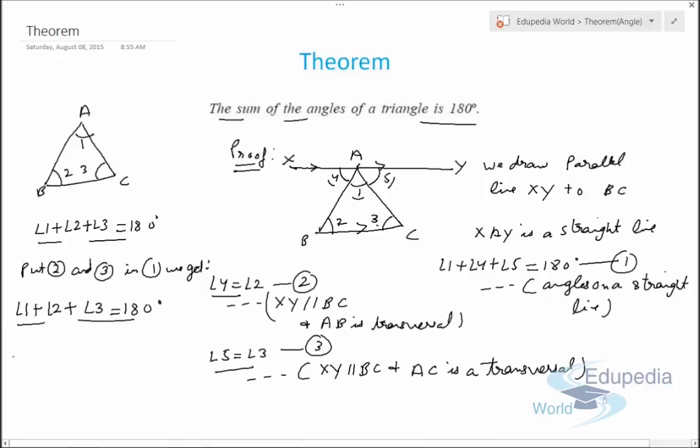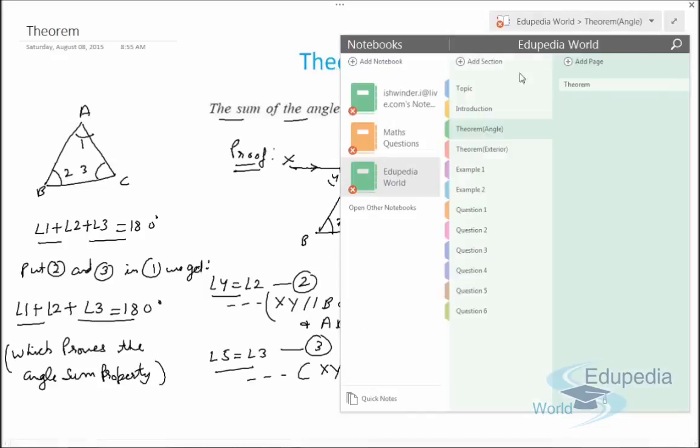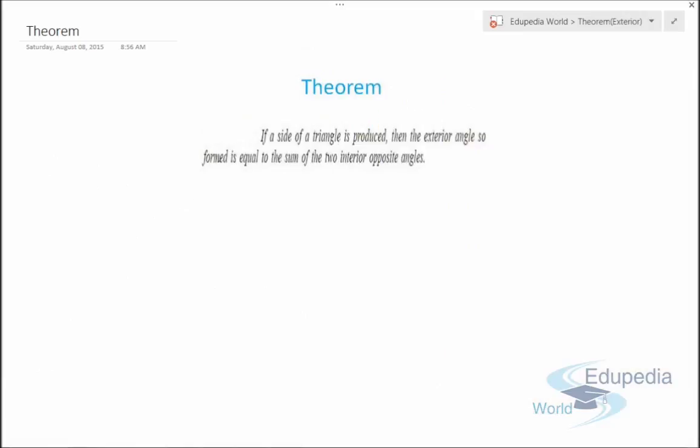Which proves the angle sum property. So this is how we can prove the angle sum property. So let's discuss the next theorem, which is the theorem related to the exterior angle. The theorem says that if a side of a triangle is produced, then the exterior angle so formed is equal to the sum of the two interior opposite angles.